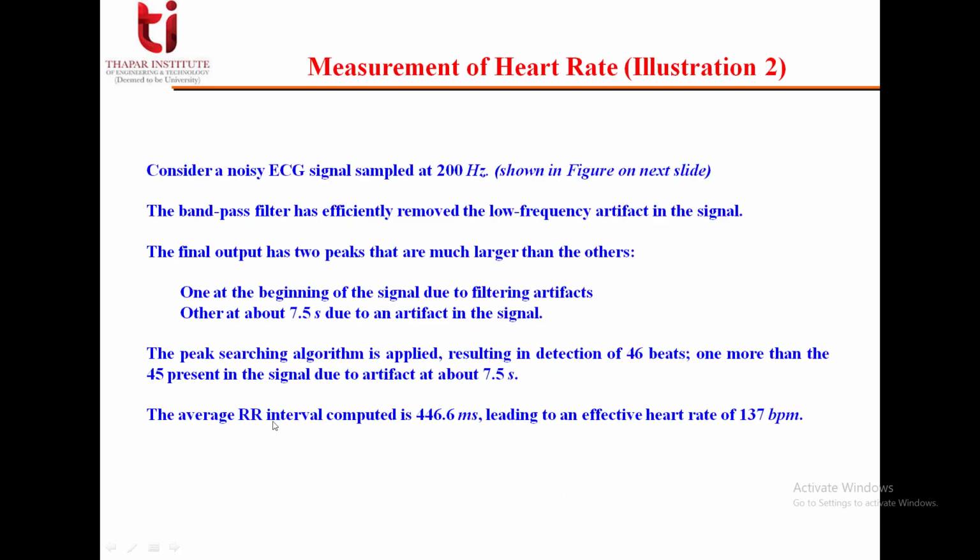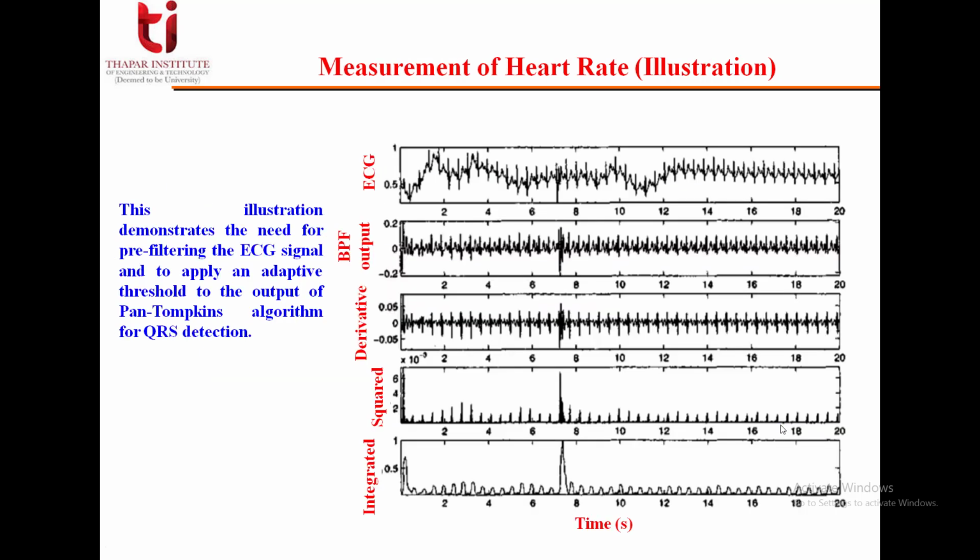So the average RR interval computed in this is 446.6 milliseconds, leading to an effective heart rate of 137 beats per minute. So this demonstrates the need for pre-filtering the ECG signal so that it can remove that artifact, and also to apply an adaptive threshold so that we can continuously change the signal and amplitude levels depending upon the output of the filtered signal.